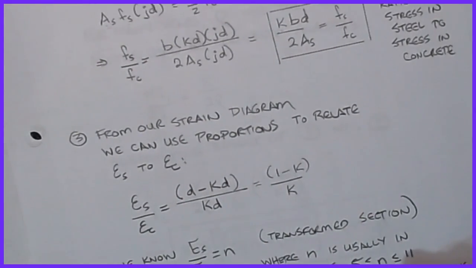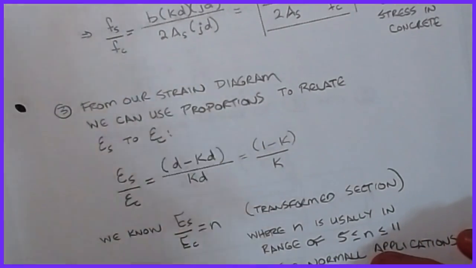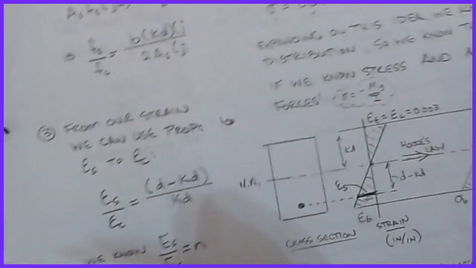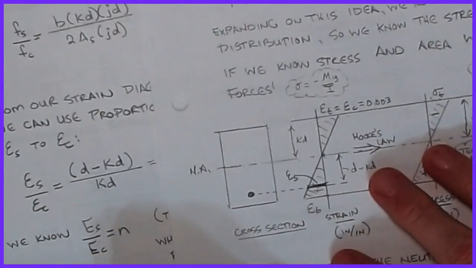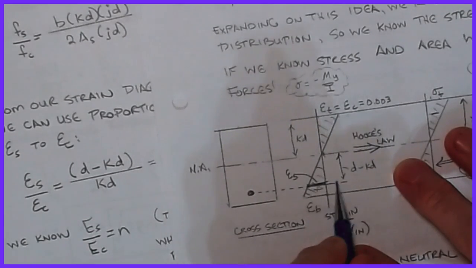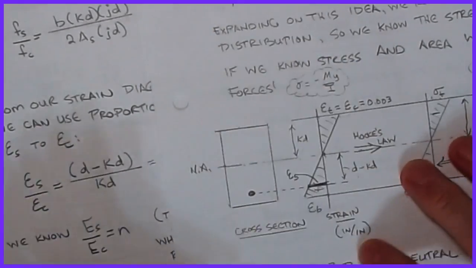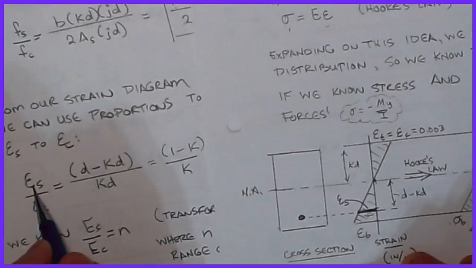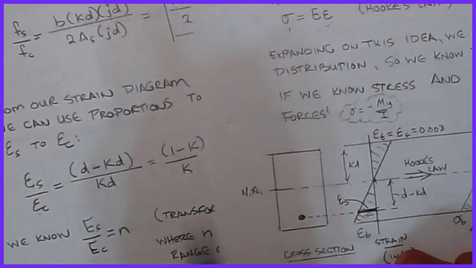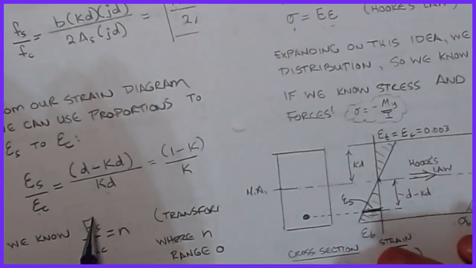Okay, so we're going to use our strain diagram to set up this relationship. Okay, that the proportion of epsilon S to epsilon C, if we look back, and I'll set this on the side, and then we can do both at the same time, that epsilon S goes to D minus KD is the same as epsilon C going to KD. And so that's what we're saying. So here's the epsilon S, there's the D minus KD, it's the same as epsilon C going to KD. And again, we can do that because this is a linear function. All we're doing is just solving for proportions.